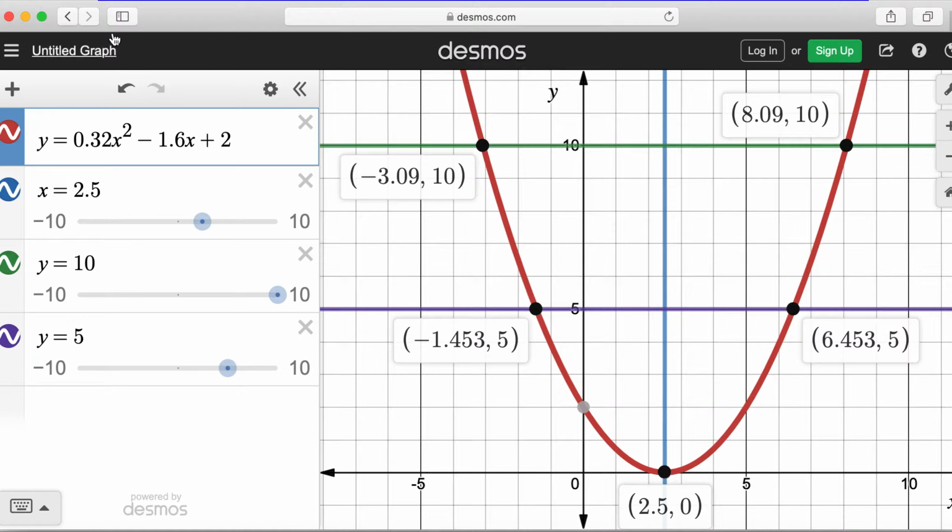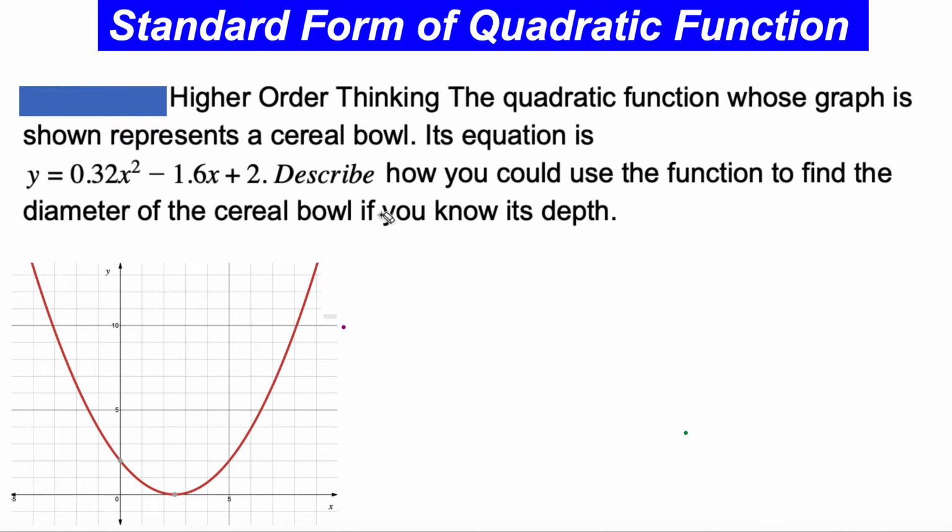So let me demonstrate in the example here. We already know the vertex here. This point is 2.5 and 0. We already know this point. And the other point, what I was interested to know, is when y is equal to 10.